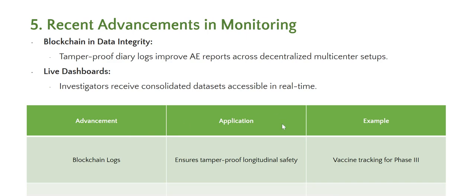So here the advancement, the application example for each advancement. As for blockchain logs, application ensures tamper-proof longitudinal safety. Example, vaccine tracking for phase 3. Advancement of remote monitoring, application enhances speed of real-time corrections. Example, reduces multi-center dropout.